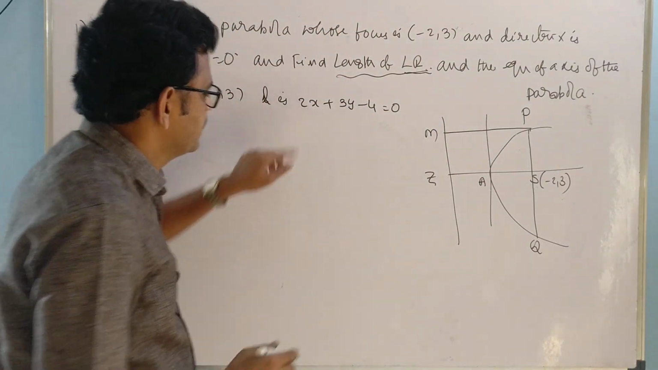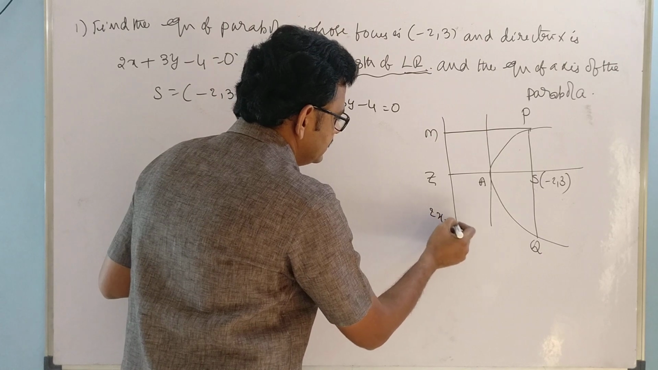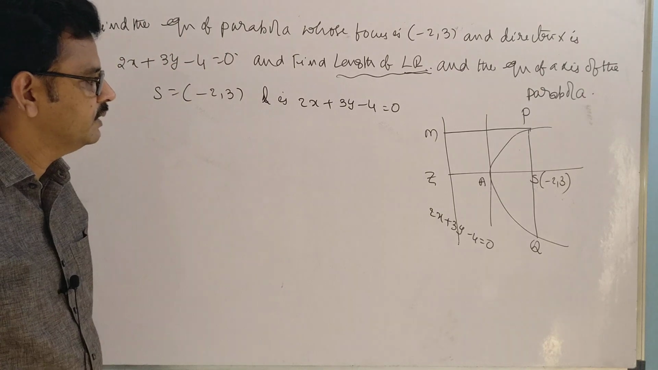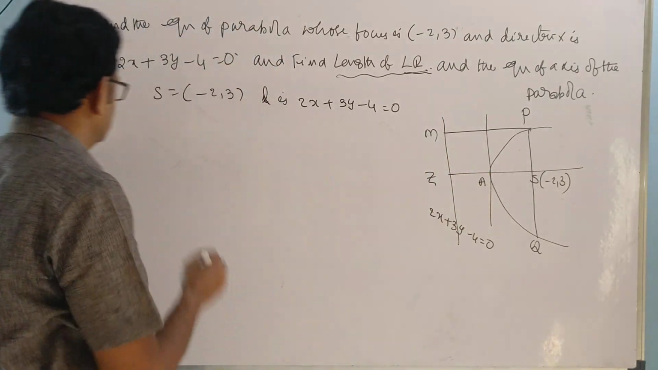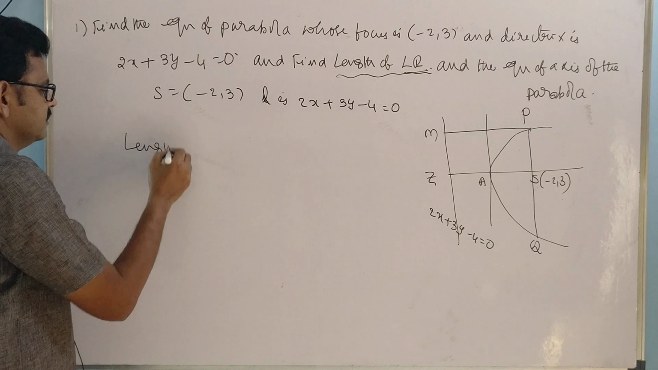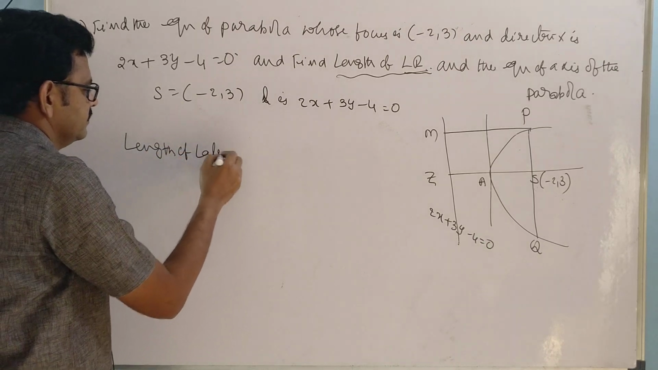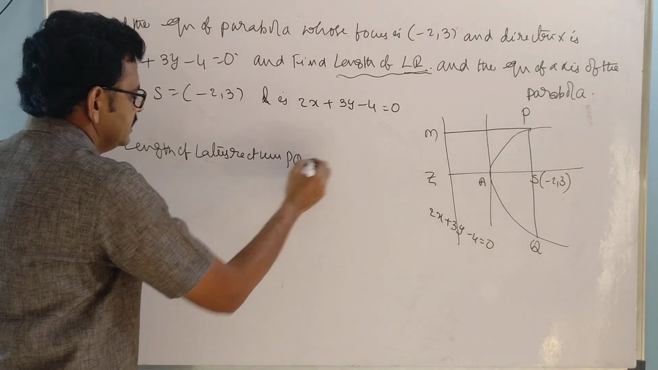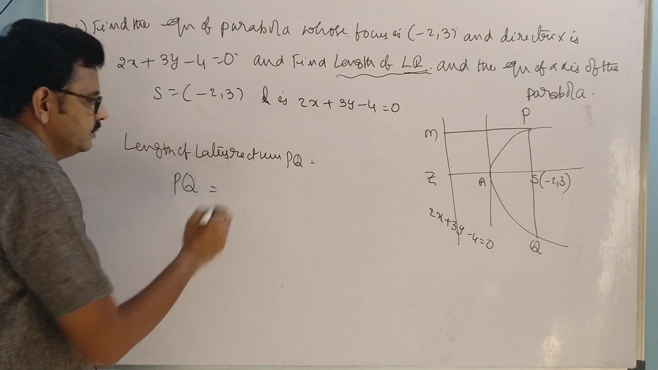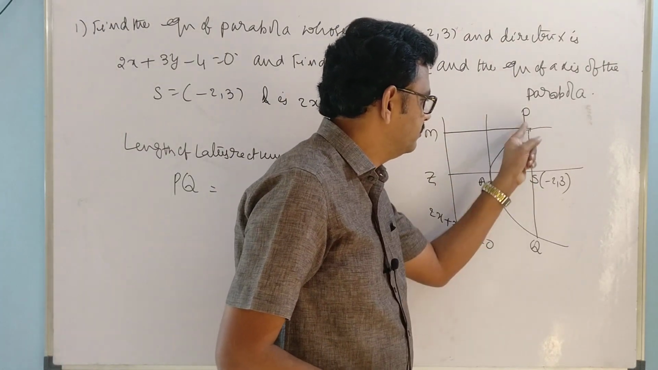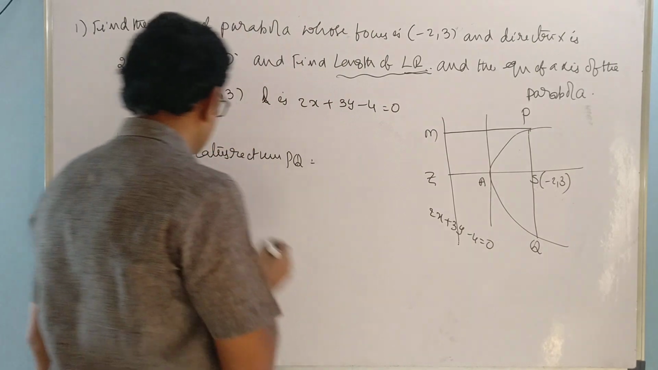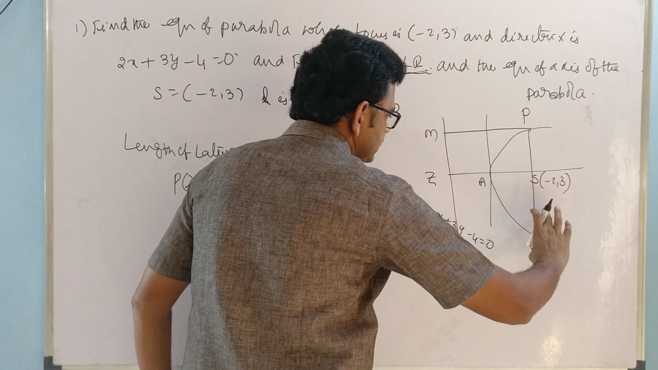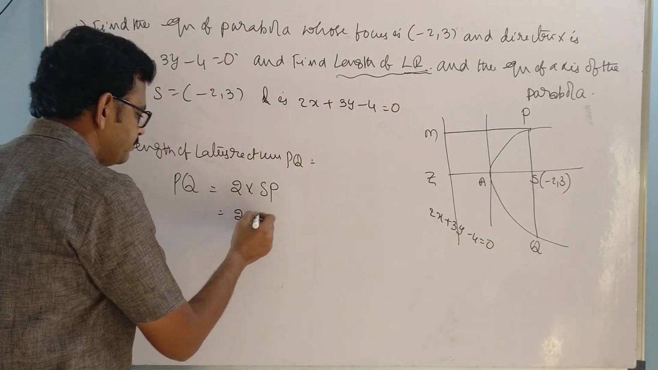What is the directrix equation given? 2x + 3y - 4 = 0. What is the length of the latus rectum? It is PQ. So the length of the latus rectum, that is PQ, where S is the midpoint of PQ, is equal to 2 times SP. If this is 6, this is also 6. 2 into SP is equal to what?